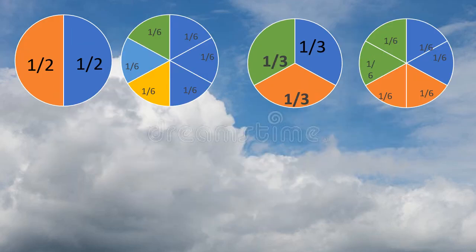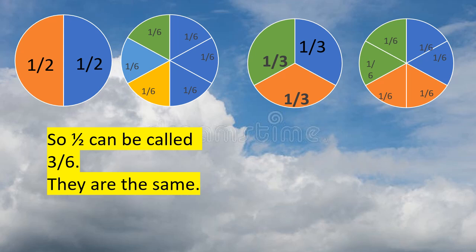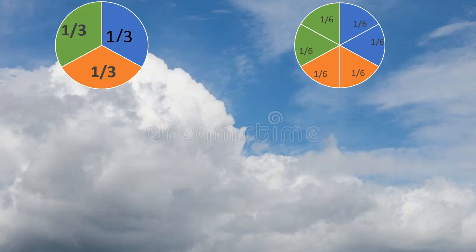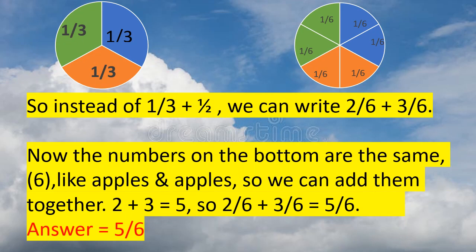So now we have the first circle. 1 by 2 can be called 3 by 6. They're the same. Also, in the same way, 1 by 3 can be called 2 by 6. They are the same. So instead of 1 by 3 and 1 by 2, we can write 2 by 6 and 3 by 6.